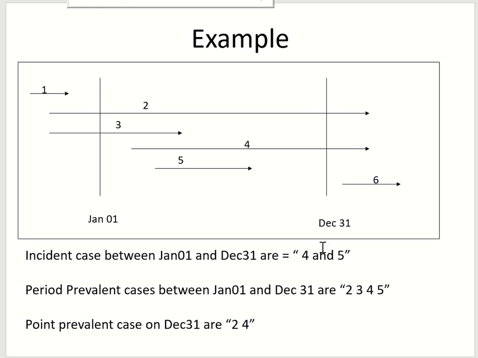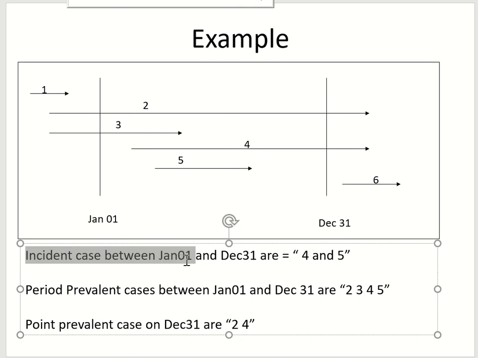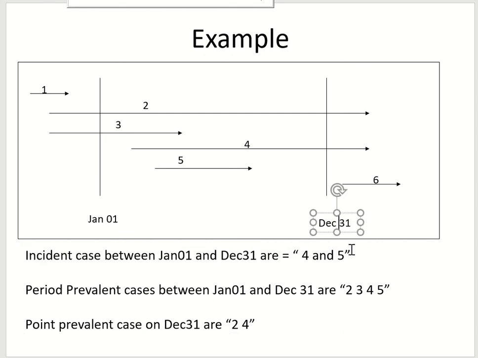And here we ask you the question, who are the incident cases between January 1 and December 31? So the definition of an incident case is new cases. So if you look between January 1 and December 31, who are the newly developed cases? And the answer is 4 and 5. Both of them developed during that period of time.